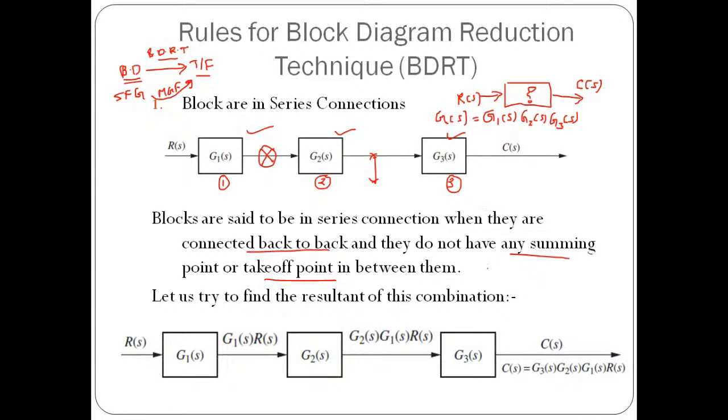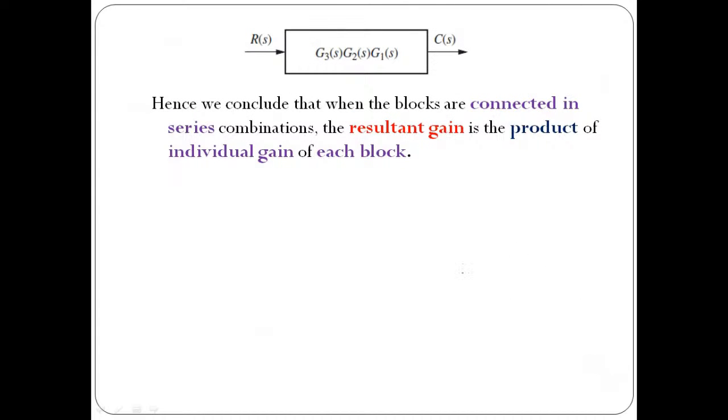That is important, and this is going to be G of S. So this is very important. See, C of S is related with R of S by the product G3 of S, G2 of S, and G1 of S. So finally, we conclude that when the blocks are connected in series combination, the resultant gain is simply the product of individual gains. That is important.